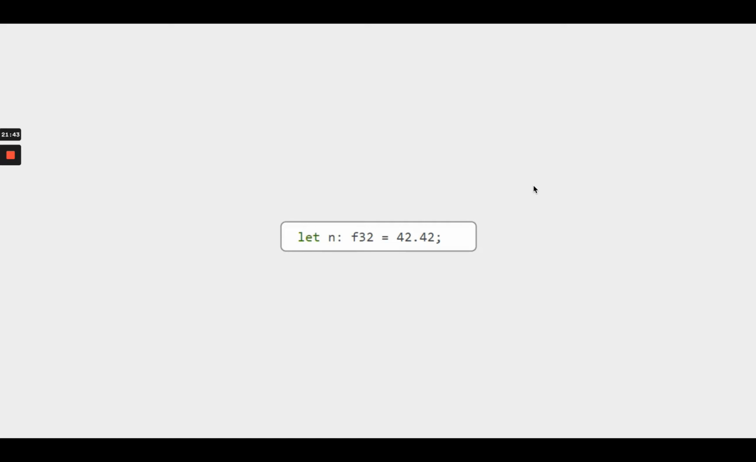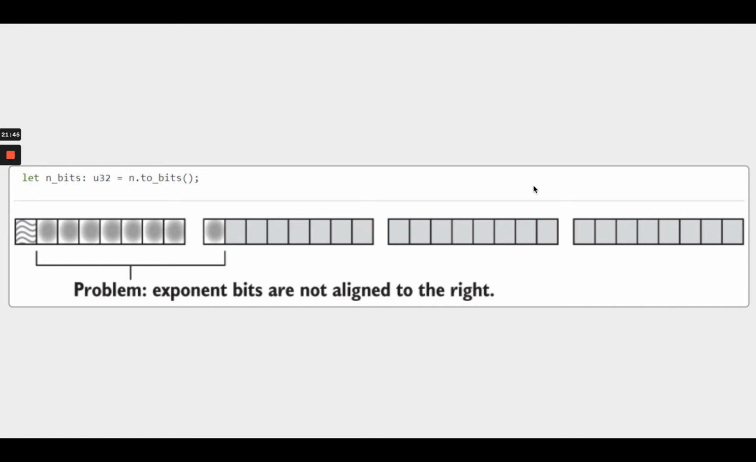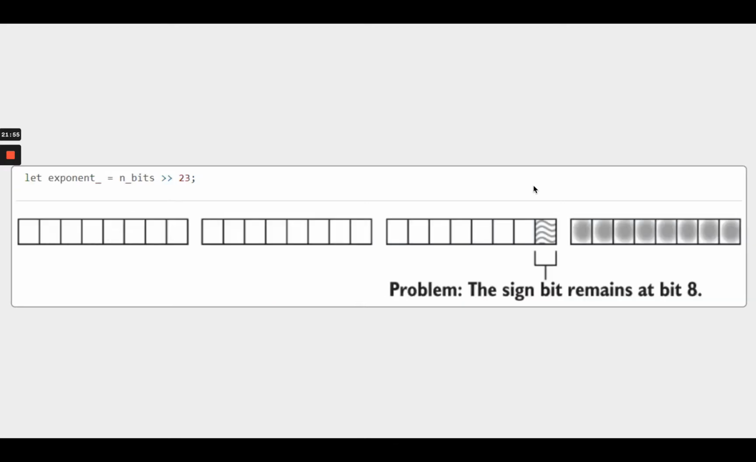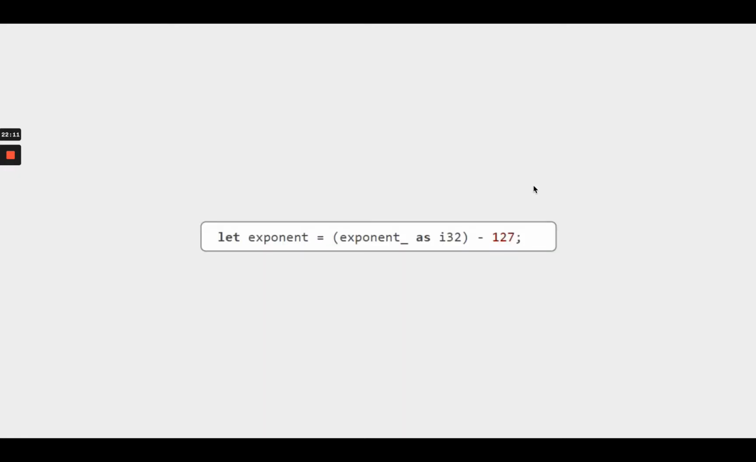1. Start with an F32 number. 2. Interpret the bits of that F32 as U32 to allow for bit manipulation. 3. Shift the exponent's 8 bits to the right, overwriting the mantissa. 4. Filter the sign bit away with an AND mask. Only the 8 rightmost bits can pass through the mask. 5. Interpret the remaining bits as a signed integer and subtract the bias as defined by the standard.